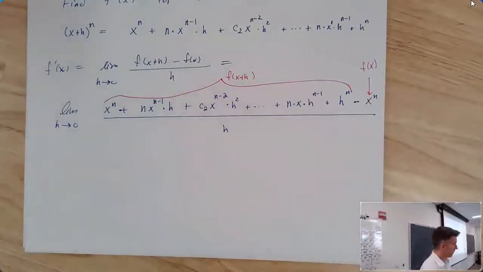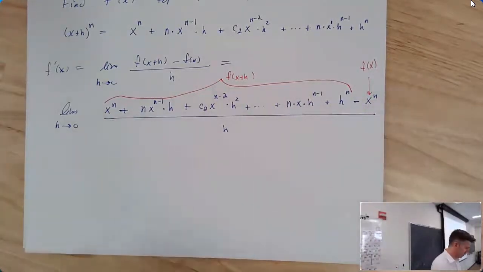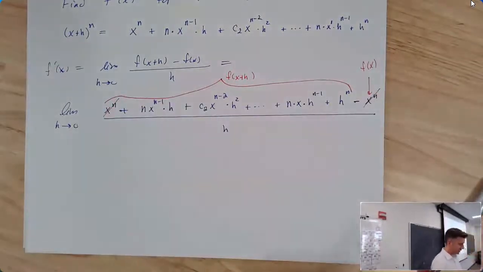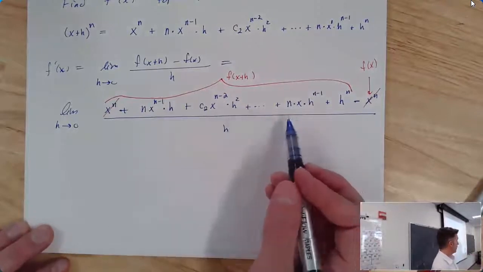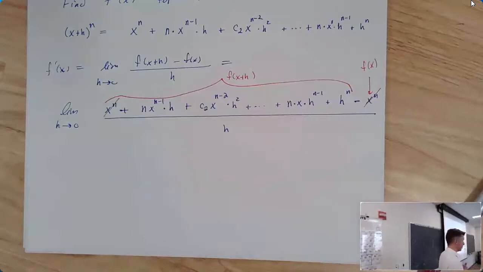Okay, so now we're going to subtract. X to the n minus x to the n is 0, so those are going to go away. And we're left with a bunch of things that all have an h in them. That has an h, that has an h. The next term has an h cubed, h fourth, right? The power of h is bigger and bigger. So let's factor out an h from each of those terms.